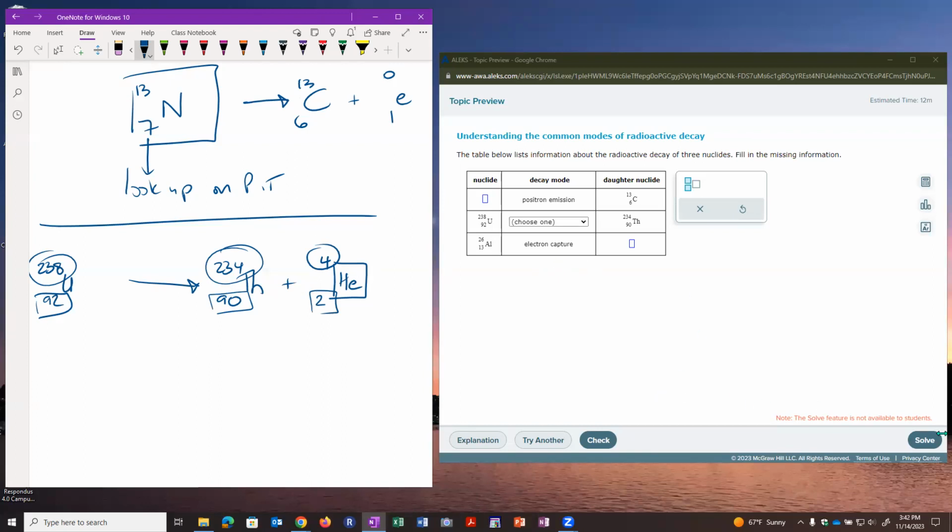So for all of these, that's what you want to sort of turn it into, an equation, a nuclear equation, and then we can solve it.